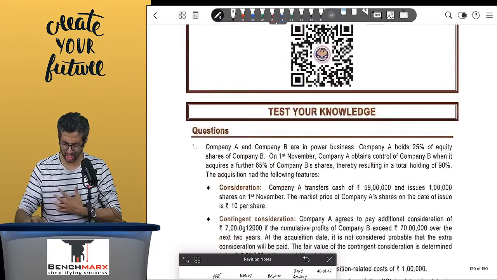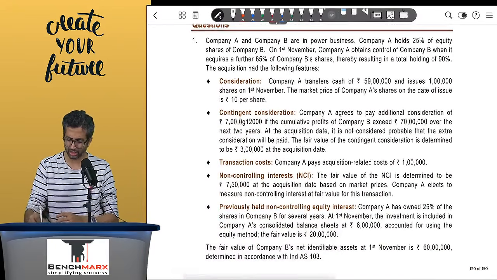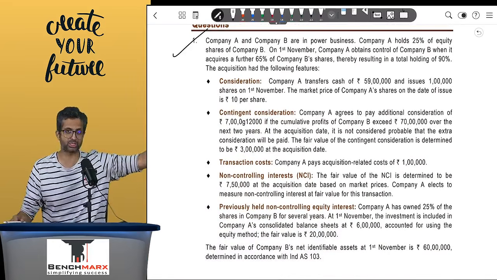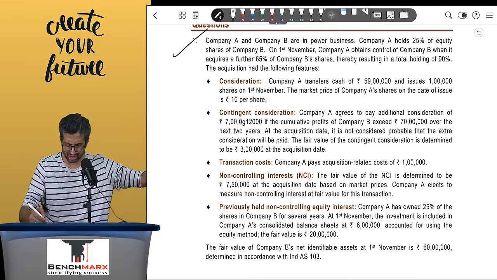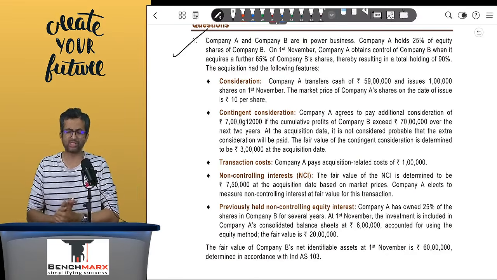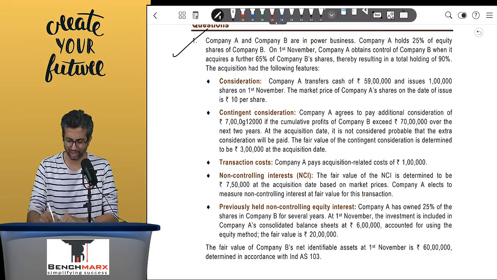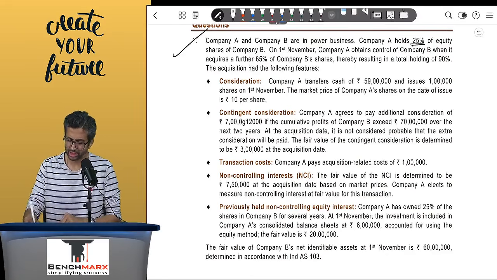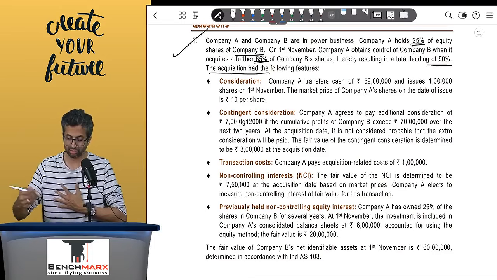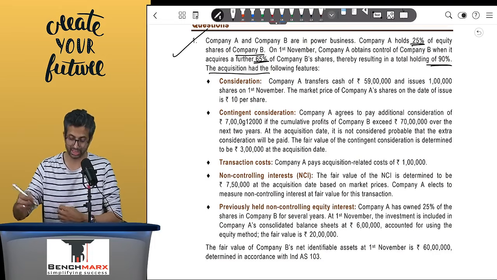This question over here, company A and B are in the power business. So if you have done more complex questions like we did the question on the duck and swan, this is a much easier version of that. So you can refer to this question separately. Or if you have time, let us discuss it now. So this is 25% equity shares held in B. Another 65% is acquired, resulting in a 90% stake. So basically 25 plus 65, so there's an existing stake.